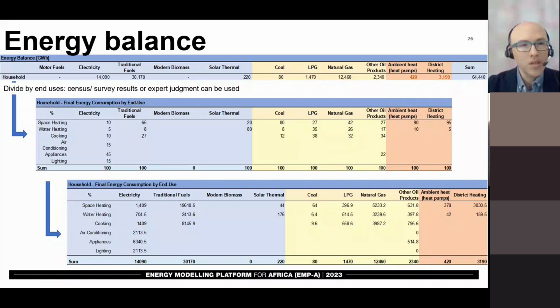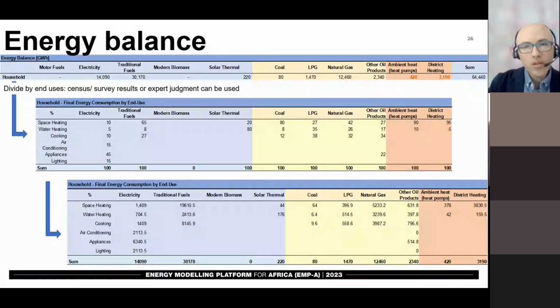So we can distribute the consumption for each energy form through the different end uses. So, for example, here for electricity, we can assume that 10% is consumed for space heating, 5% is consumed for water heating, 10% is for cooking, etc. So the total is 100. And in that way, we can estimate the final energy consumption by end use.